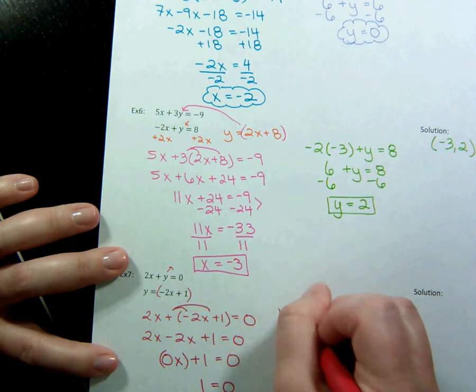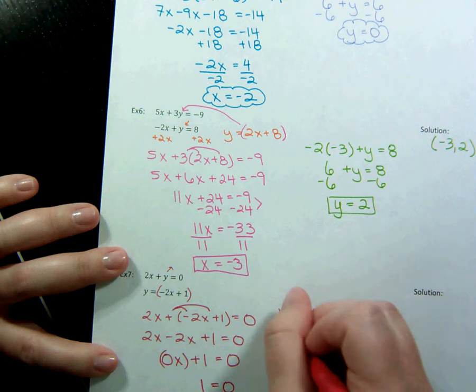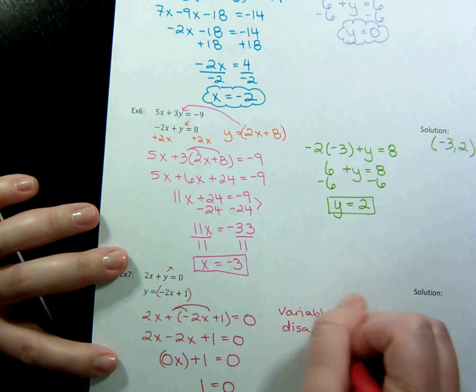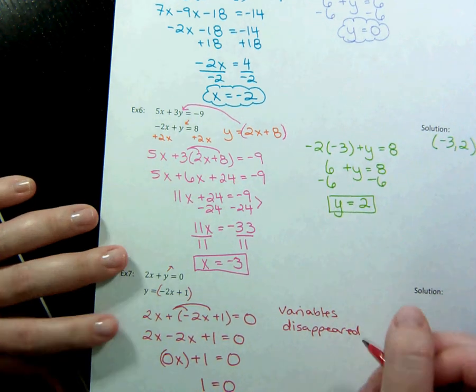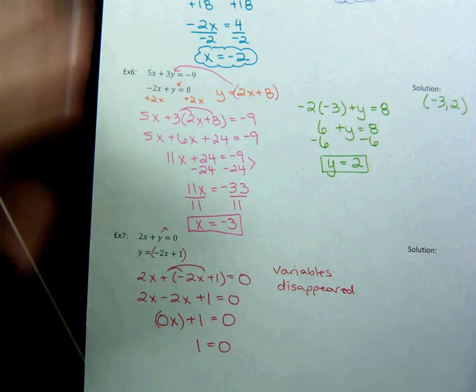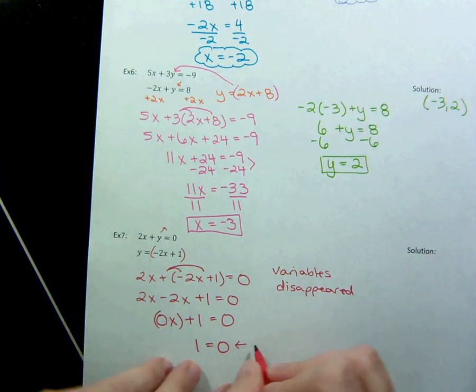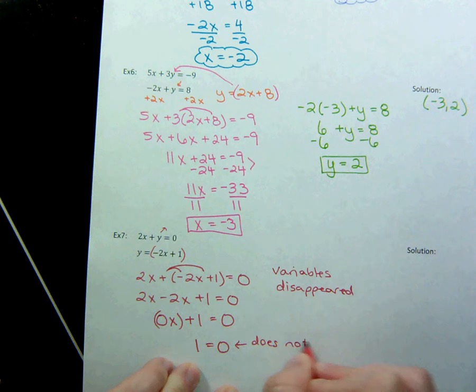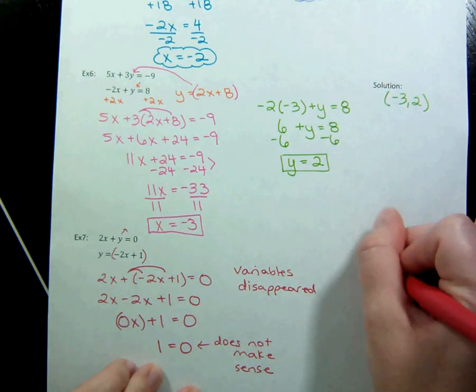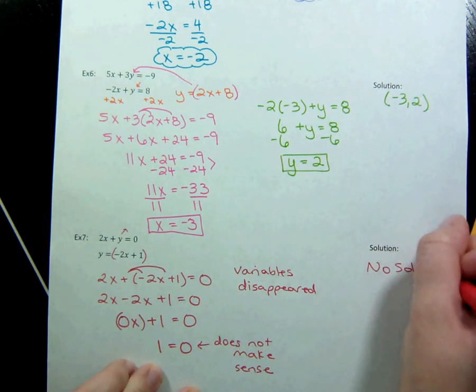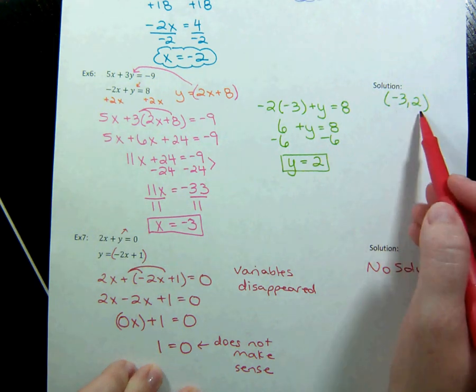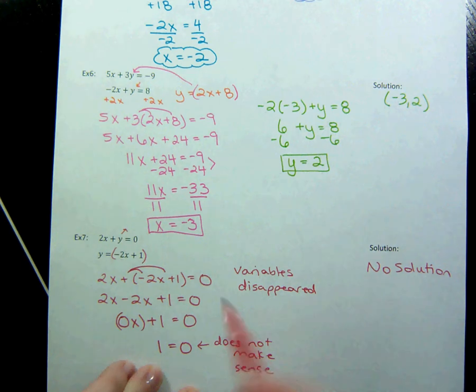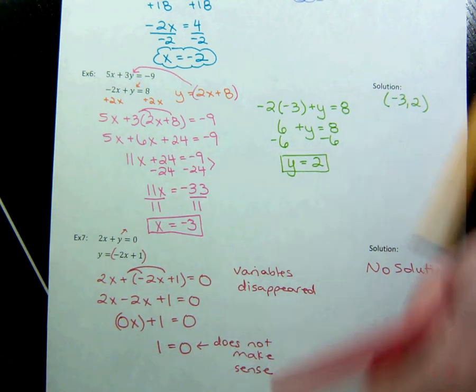So in this one, the variables disappeared. Even if you would have substituted the other way, the variables would have disappeared. So no matter which way you solve this, you should get down to something where the variables disappear. And what you get does not make sense. One does not equal 0. That does not make sense. So this is a case where you have no solution. So instead of having a value for x and a value for y, you have no solution because you get down to an equation that does not make sense.